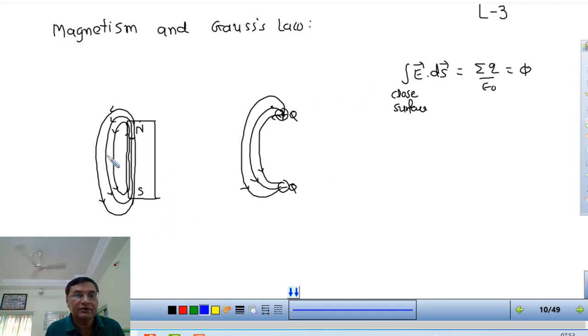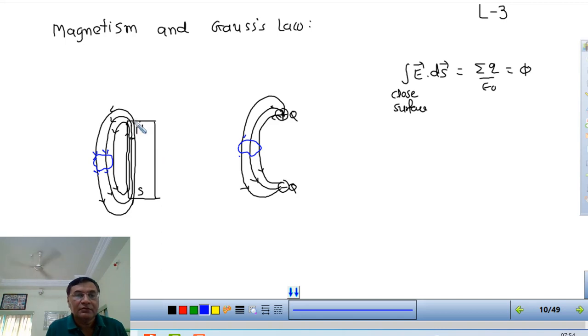So suppose I take one closed surface here and a closed surface here. If you do the integration of the electric field E dot ds for a closed surface, as many lines enter inside as come out. Similarly here also, as many go in as come out. So here flux is 0, here also flux is 0.